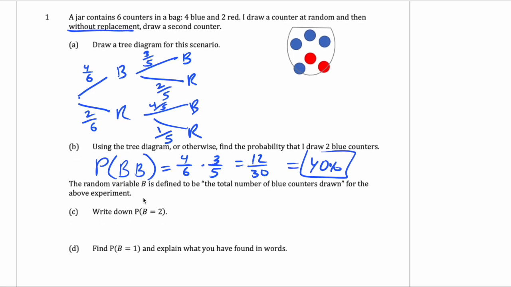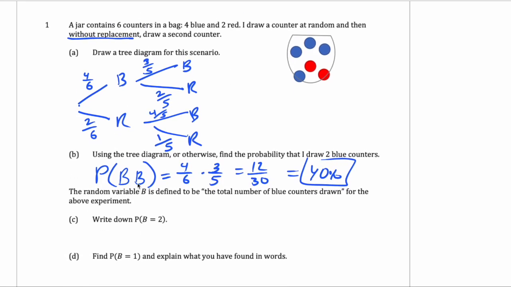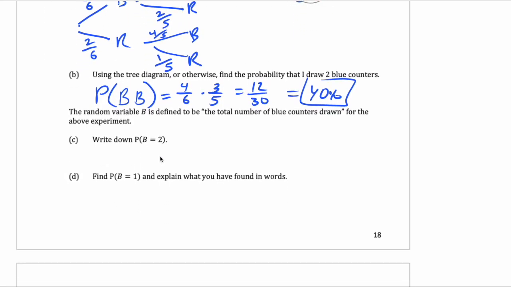Okay, next we've got the random variable B, which is a bit confusing because we used B before to stand for blue. But the random variable B stands for the total number of blue counters drawn. So what's the probability the total number of blue counters is 2? Well, that's the same probability. That's the probability of blue, blue.